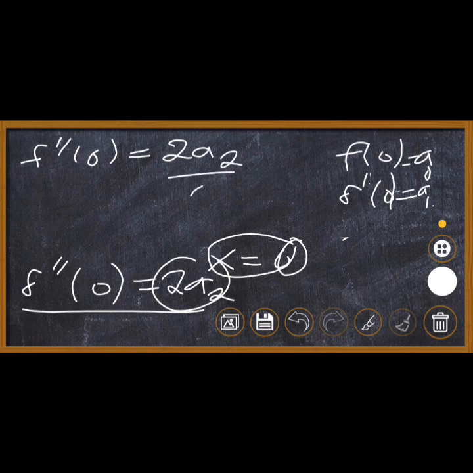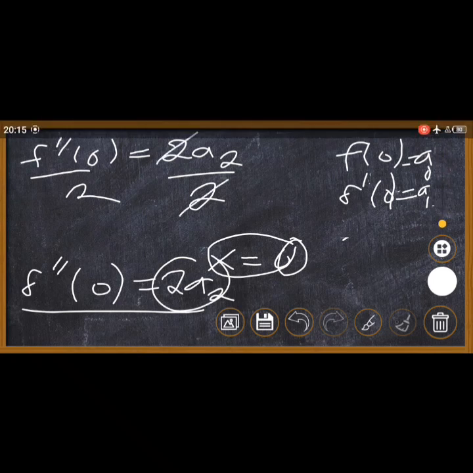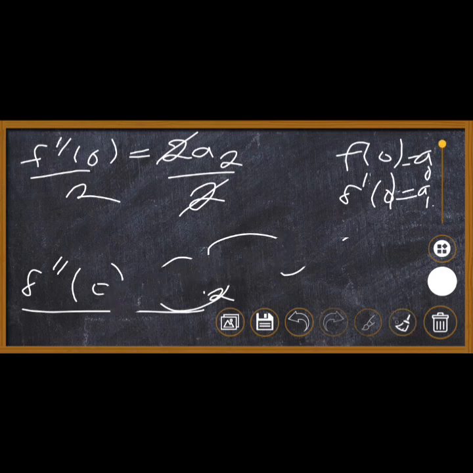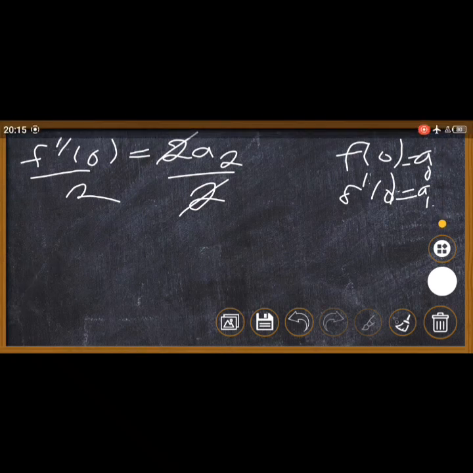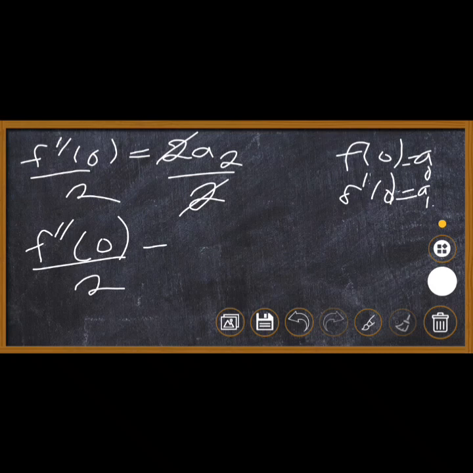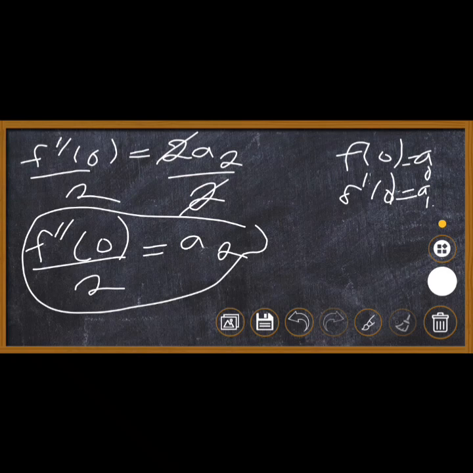So let's make a2 the subject so that we can have a pattern in such a way that here we just have the values of a's. So this and that will cancel. Let's remove this down here since we don't need it anymore. So in this case, we are just going to have the second derivative of 0 divided by 2 equal to a2. Okay, let's keep on going.